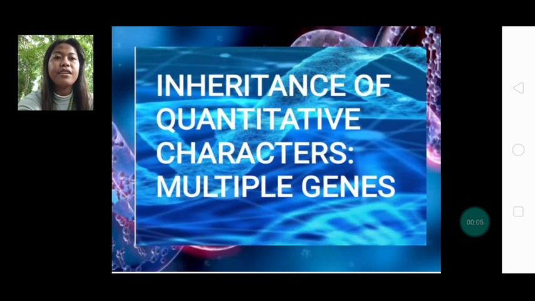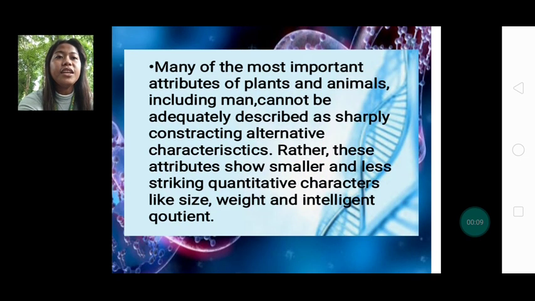Inheritance of quantitative characters, multiple genes. Many of the most important attributes of plants and animals, including man, cannot be adequately described as sharply contrasting alternative characteristics. Rather, these attributes show as smaller and less striking quantitative characters like size, weight, and intelligence quotient.